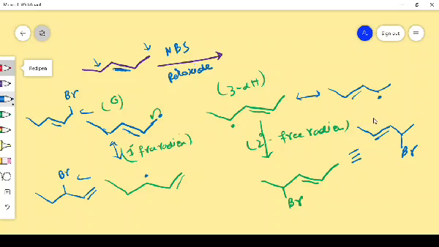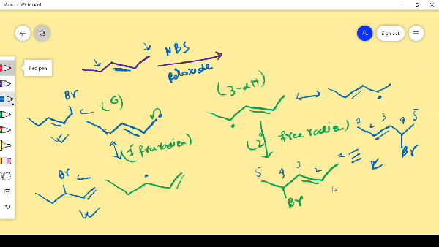So if you do the nomenclature, 1 2 3 4 5, and 1 2 3 4 5, okay. So 4-bromopent-2-ene, and this is also 4-bromopentene. Okay, so 3 possible products are there, right? So for this reaction 3 possible products are there, right?